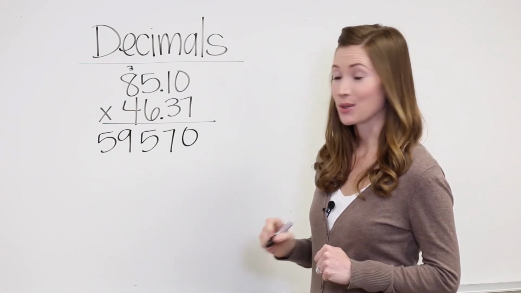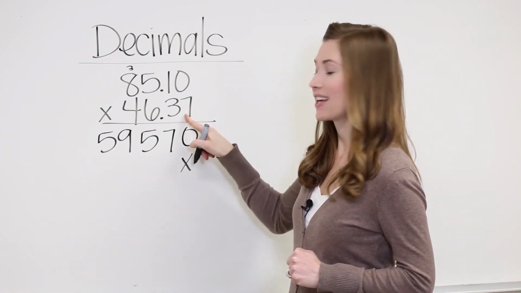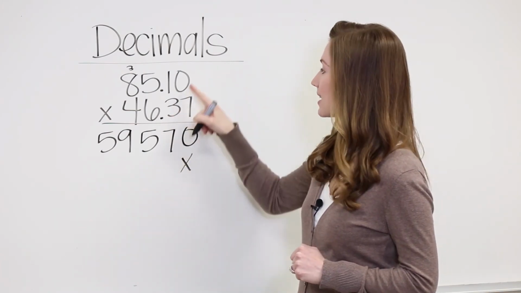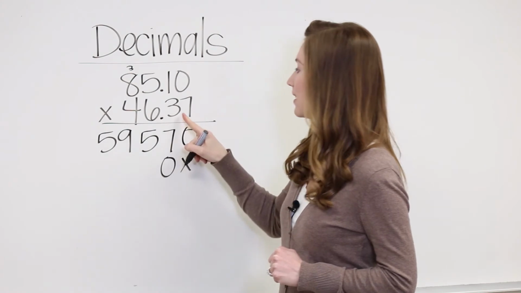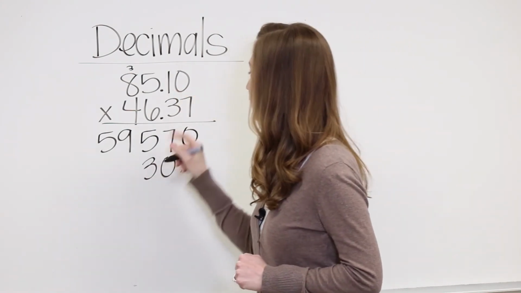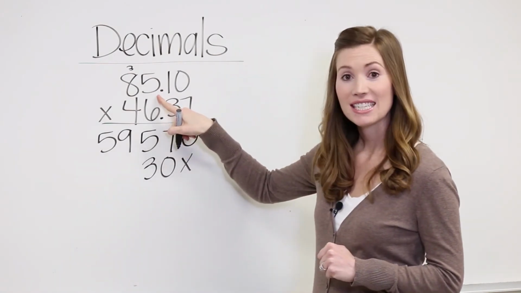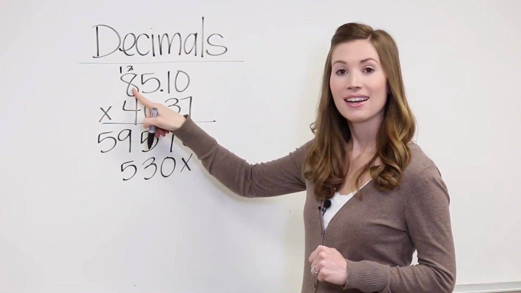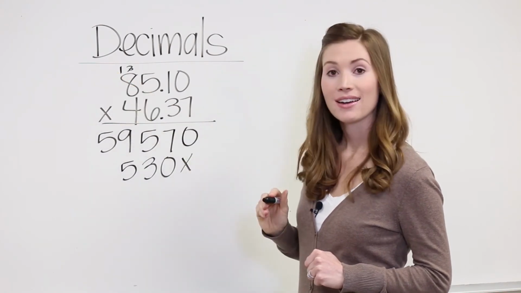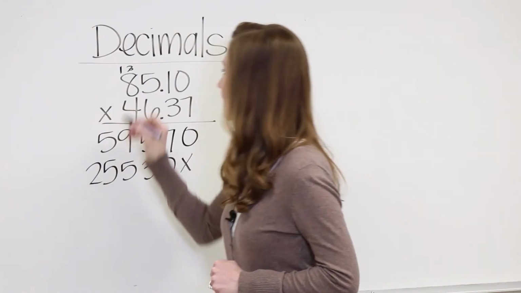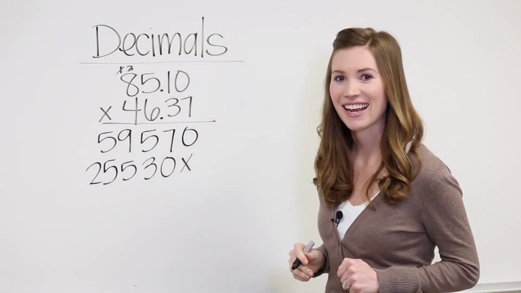Now we need a placeholder. We're done with our hundredths place. We're moving on to our tenths place. 3 times 0 is 0. 3 times 1 is 3. 3 times 5 is 15. Write the 5, carry the 1. 3 times 8 is 24, plus 1 is 25. I'm going to get rid of that 1 so I know I've already taken care of it.